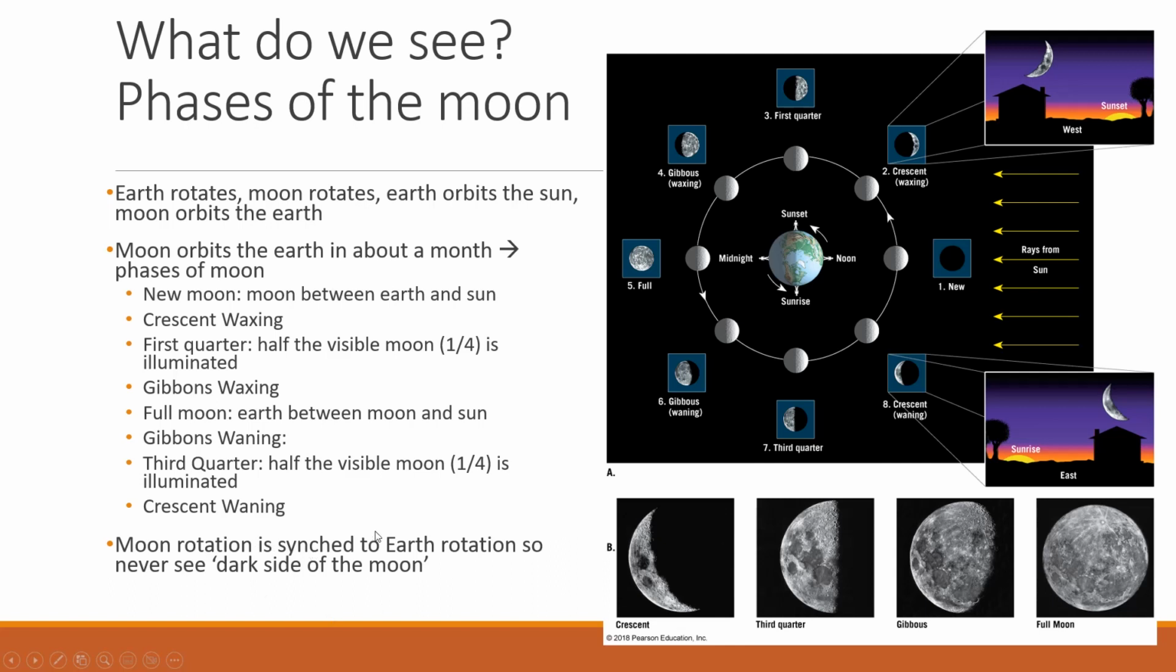Again, the moon's rotation is synced to the Earth's rotation, so we never see, quote, the dark side of the moon. And these are actual images of a crescent, third quarter, gibbous, and a full moon.